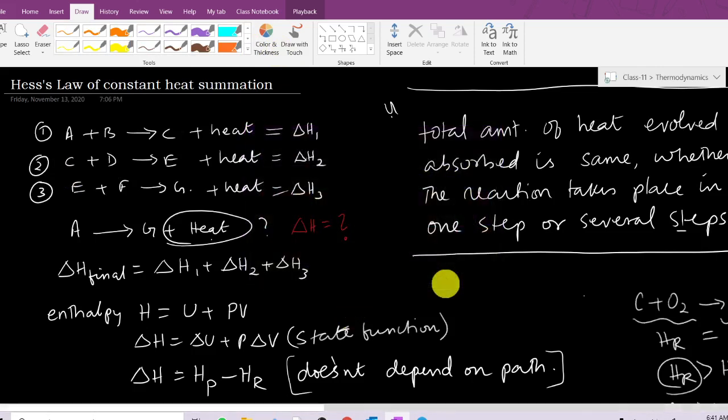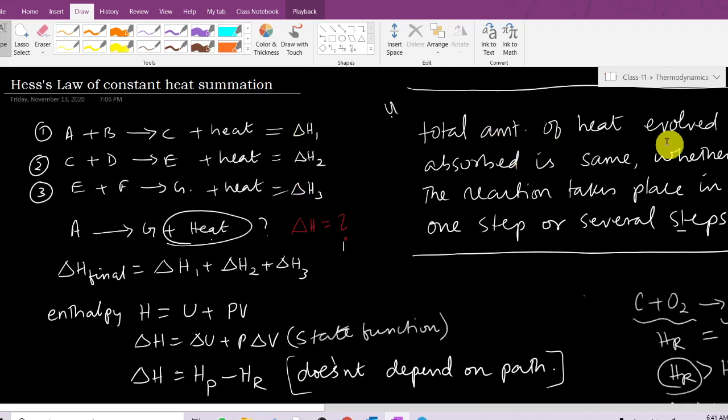So this law basically tells you that if you have these three values here, then the overall enthalpy change for the conversion of A to G will be the sum of all these individual changes in the enthalpy. Okay, so that's what it says.